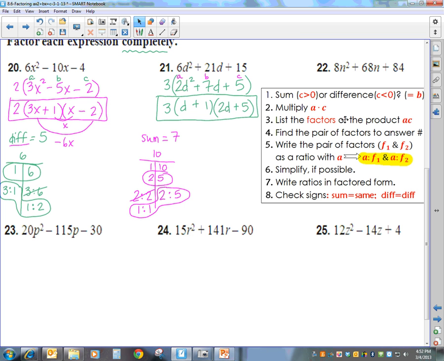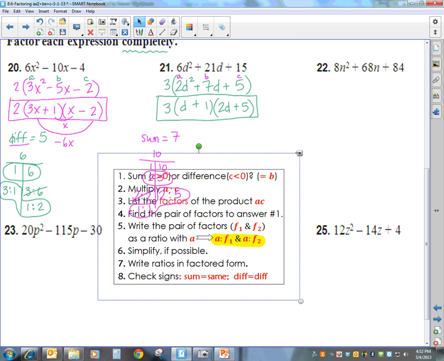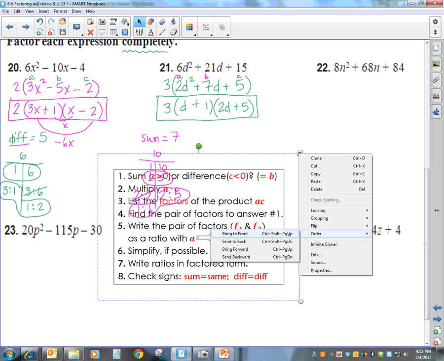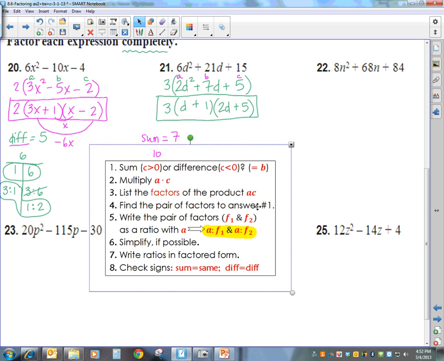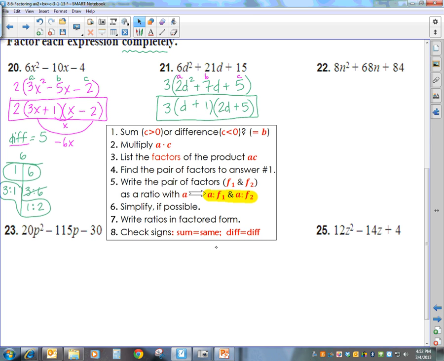Okay, let's do 22. I thought I brought this to, let's try it one more time. Bring it to the front. Okay, so looking for a common factor of 8, 68, and 84. And that would be, I believe, 4. So we take a 4 out. That leaves me 8 divided by 4 is 2n squared, plus 17n plus 21. 68 divided by 4 is 17. 84 divided by 4 is 21. Okay, and again, we're going to go ahead and write our parentheses and go back to our steps.